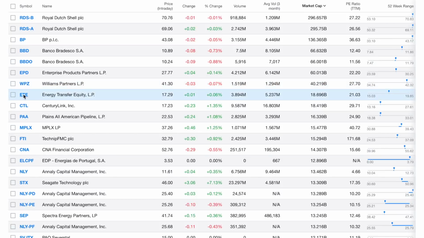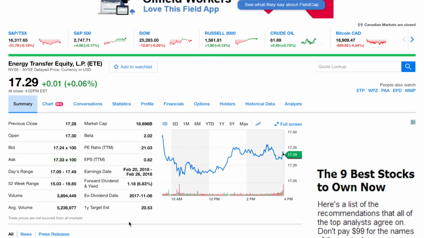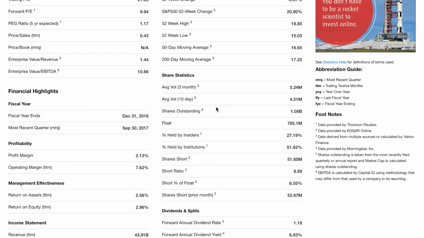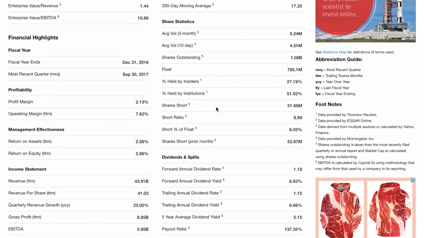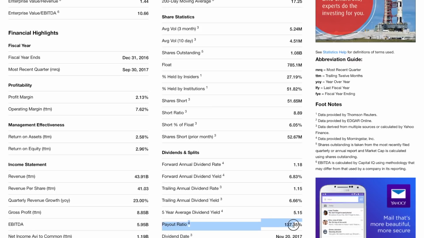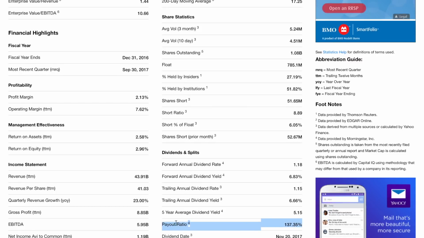Let's click on the symbol and see what this looks like. You can see the dividend is 6.83%, so above our 6% range that we're looking for. Then I'm going to click on statistics. One of the things I always look at very first is the dividend payout ratio. This is how much the dividend is comparatively to how much money the company is actually bringing in. The payout ratio currently on this company is 137%, which means it's paying out 37% more money than it makes. I wouldn't touch this stock.